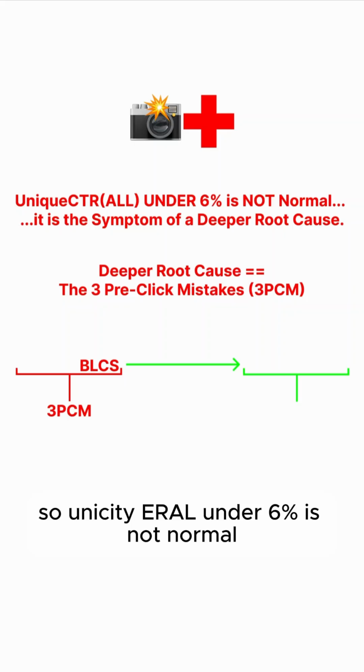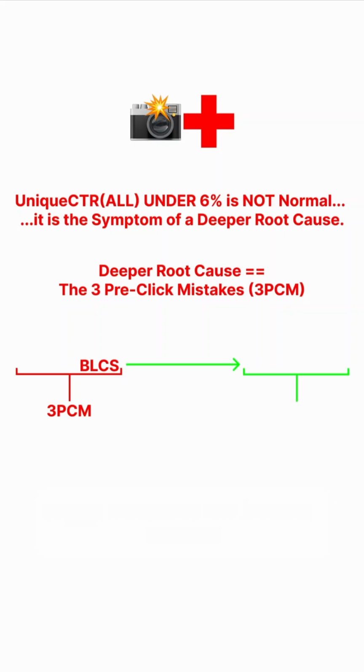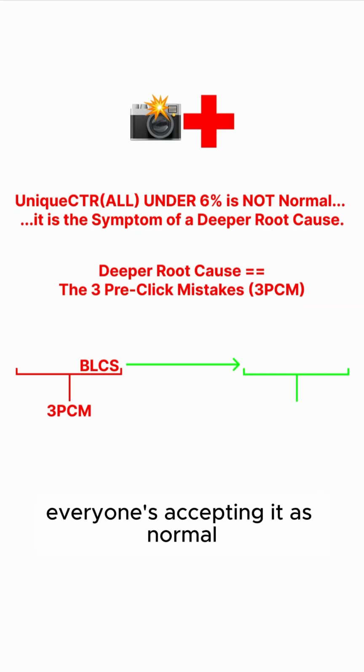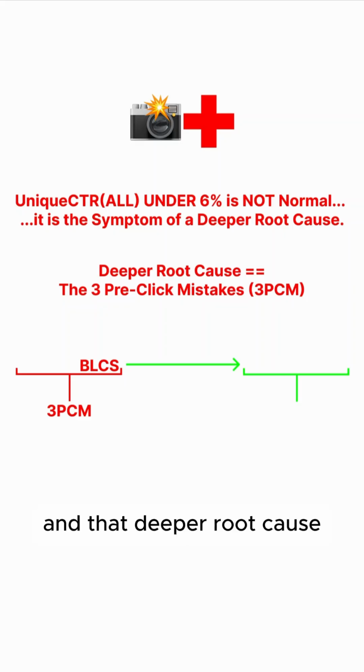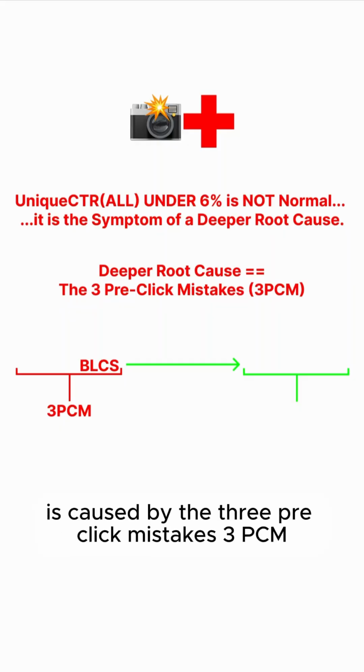So unique CTR under 6% is not normal. Super common, but it's not normal. It's actually the symptom of a deeper root cause. Everyone's accepting it as normal. It's not normal. It means there's a big, massive structural issue in the ad. And that deeper root cause is caused by the 3 pre-click mistakes, 3 PCM.